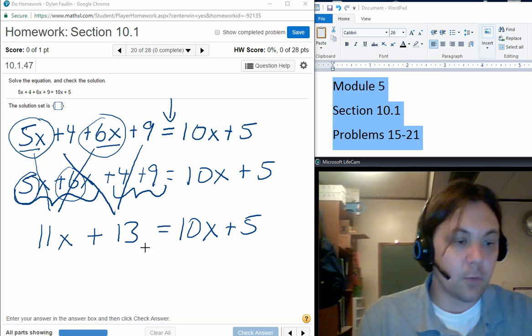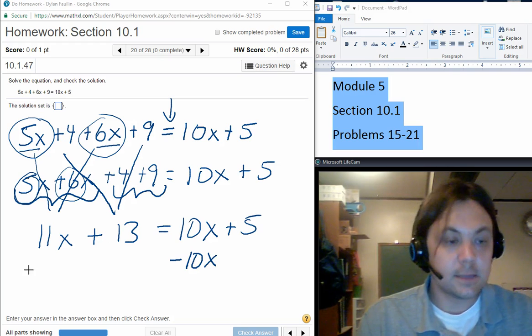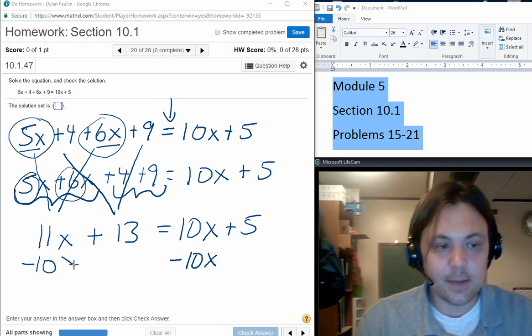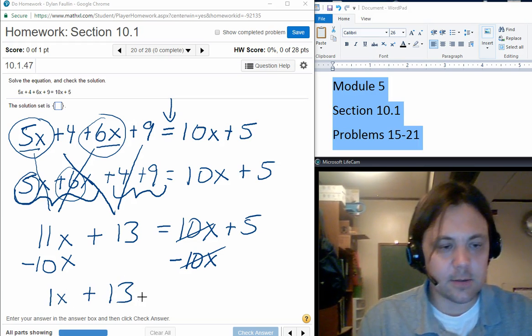We want to get x on one side of the equation, so I will get rid of the 10x from the right-hand side by subtracting 10x. To balance that out, I've got to do the same thing to the left-hand side. On the right-hand side, the 10x's are going to cancel out. Here we're going to get 11x minus 10x, which will be 1x. I'll copy down the plus 13, copy down the equal sign, copy down the positive 5.